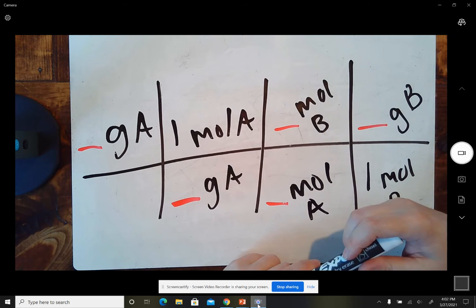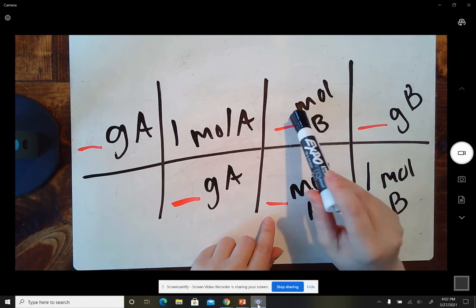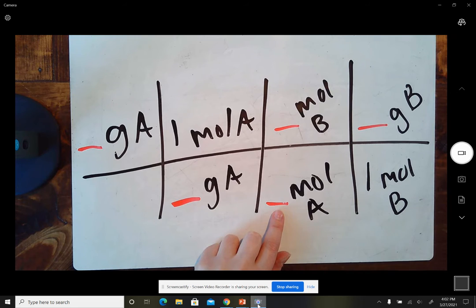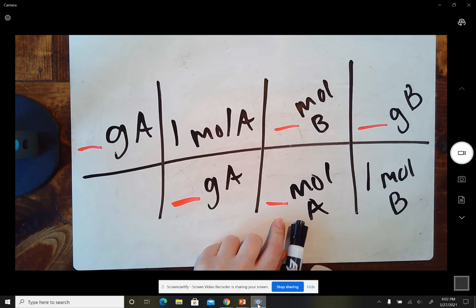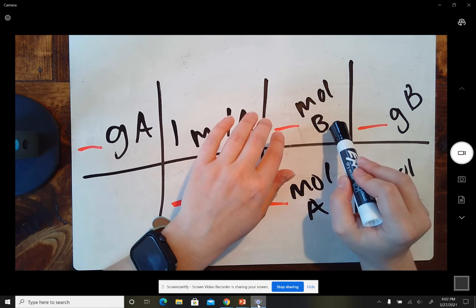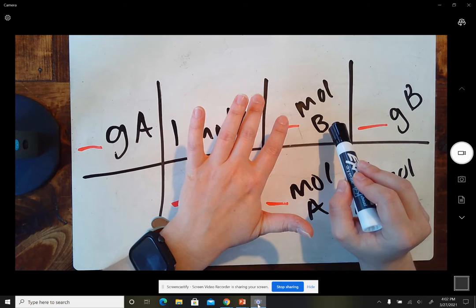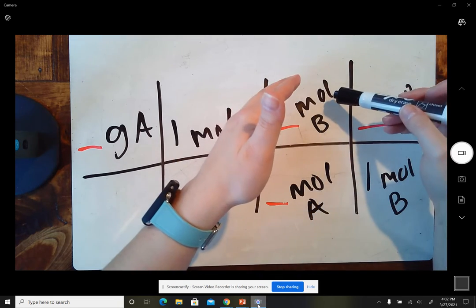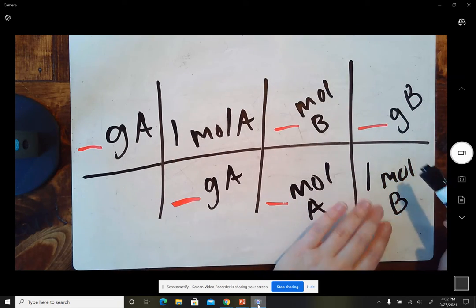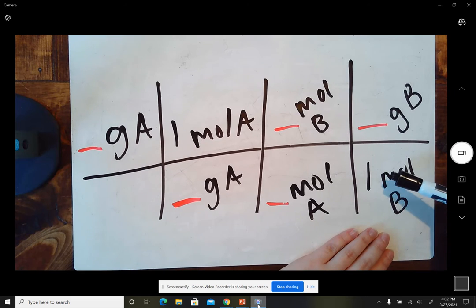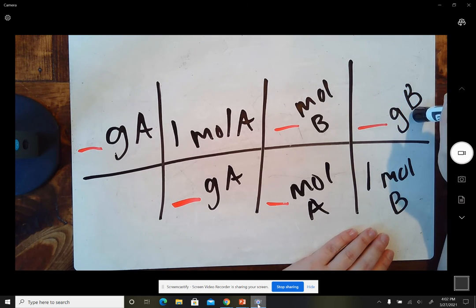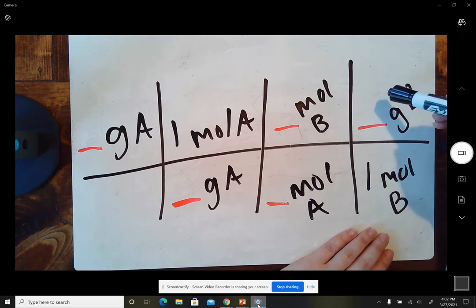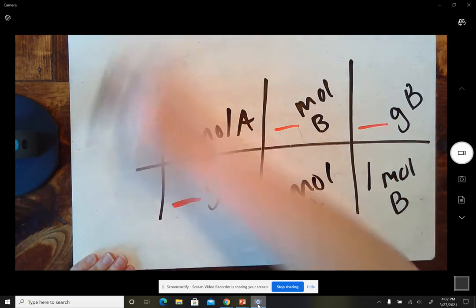And so these numbers come from our balanced chemical equation. Whatever coefficient is in front of substance A that we're starting off with, and then whatever coefficient is in front of substance B where we're trying to go to. And so now that we're in moles of substance B, we know that 1 mole of that substance is going to be equal to the molar mass of that substance. So using your periodic table, you would figure out this number. So let's practice.